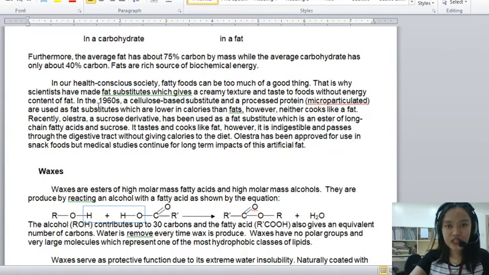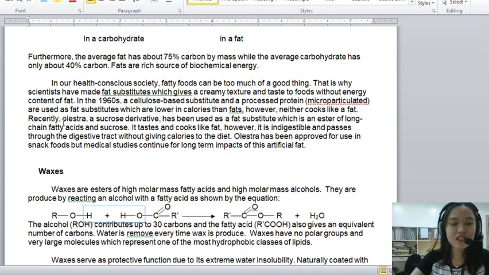Okay, so in the 1960s, a cellulose-based substitute and a processed, microparticulated protein were used as fat substitutes, which are lower in calories than fats. However, neither cooks like a fat. So, effective nga siya, no? Hindi ganun kadami yung calories na nabibigay niya sa katawan. Pero hindi naman siya kalasa ng fat, no? Iba pa rin talaga if yung original yung gamit.